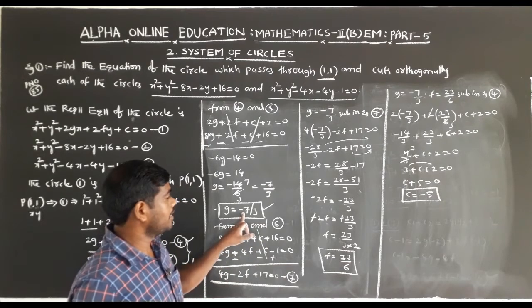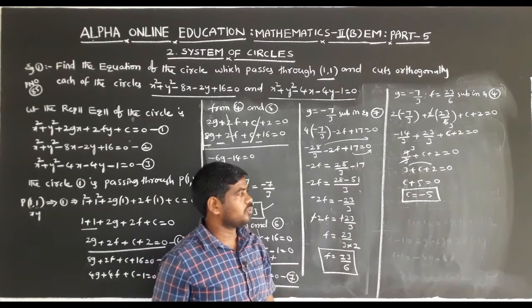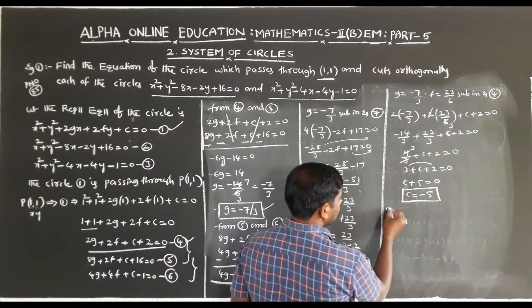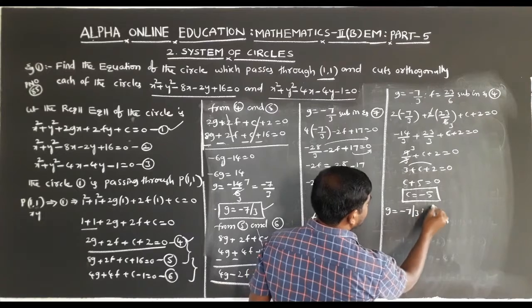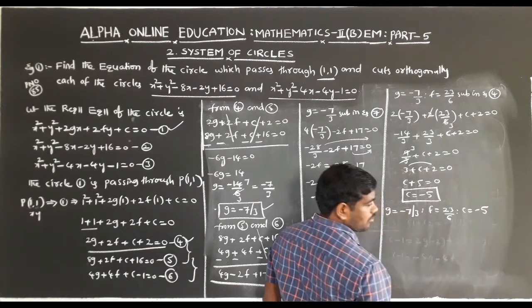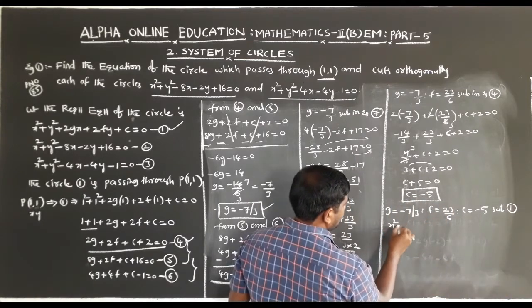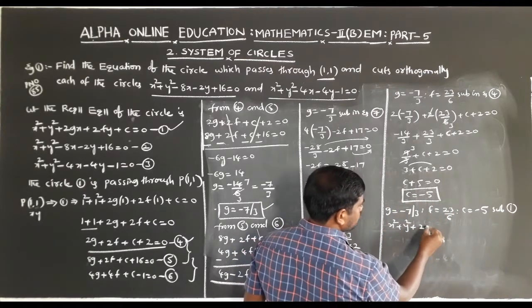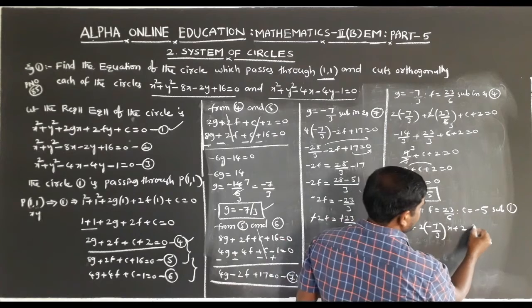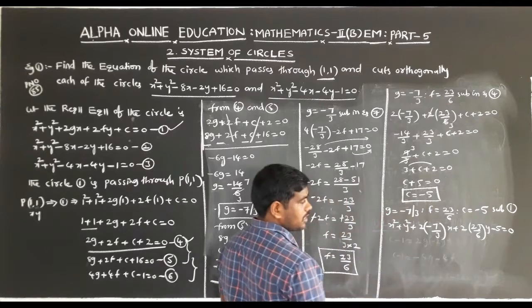g is equal to minus 7 by 3, f is equal to 23 by 6, c is equal to minus 5. Substitute in equation number 1. x square plus y square plus 2 times minus 7 by 3 x plus 2 times 23 by 6 y, plus c, minus 5, is equal to 0.